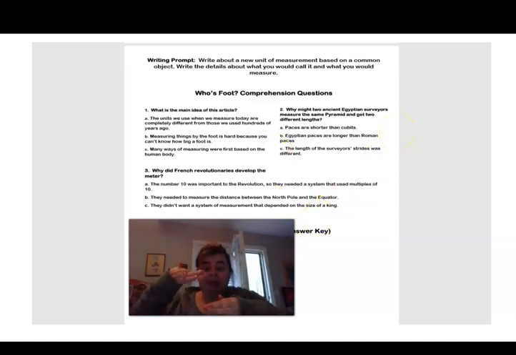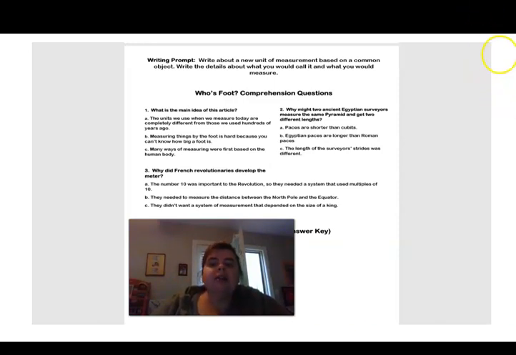A, paces are shorter than cubits. B, Egyptian paces are longer than Roman paces. Or C, the length of the surveyor's strides was different. So remember when I walked across my computer screen and I walked as a short person taking lots of strides, and then I walked like a taller person taking fewer strides. So our stride, the way we walk, how many steps we take is different. So the correct answer was C.